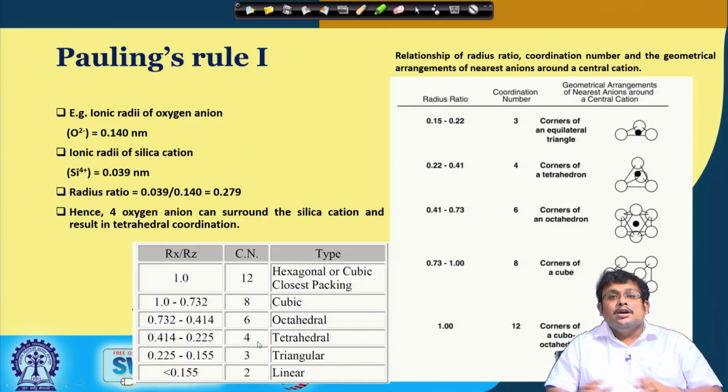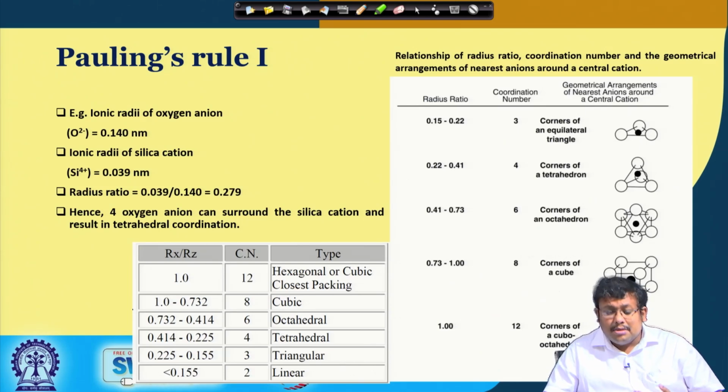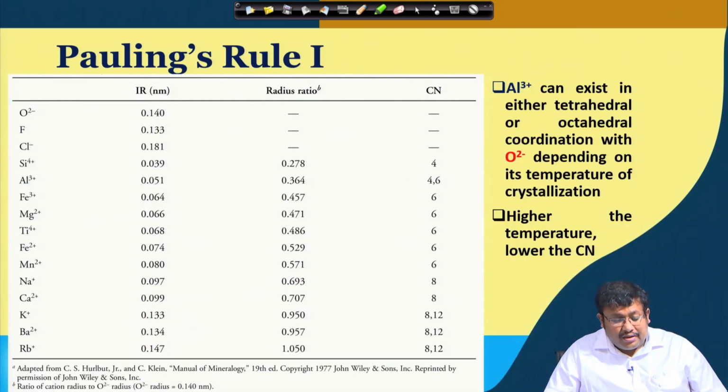So, basically four oxygen anions can surround the silica cation and result in a tetrahedral coordination. So, this is basically the implication of Pauling's rule 1.